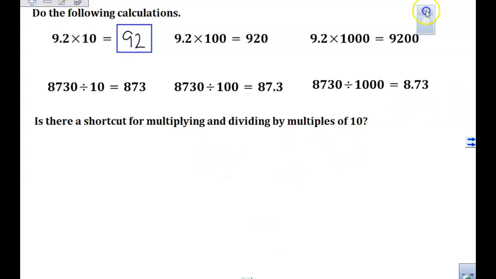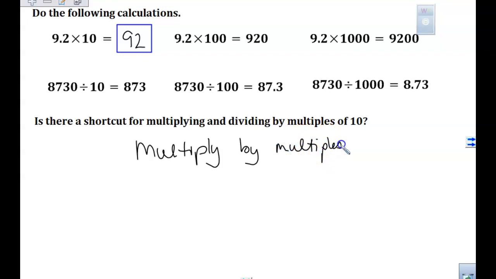And there's always a shortcut that we can think of when we are multiplying or dividing by 10. So when you multiply by 10, so please write, multiply by multiples of 10. What would you say are rulers? We are moving the decimal point in which direction? We are moving the decimal point to the right.